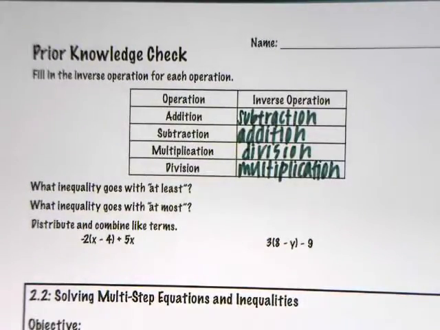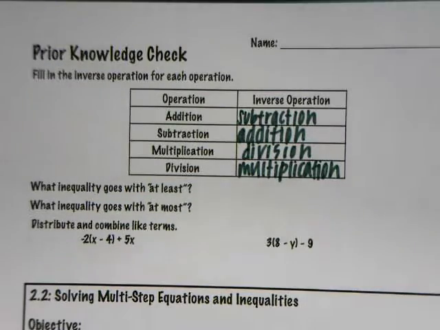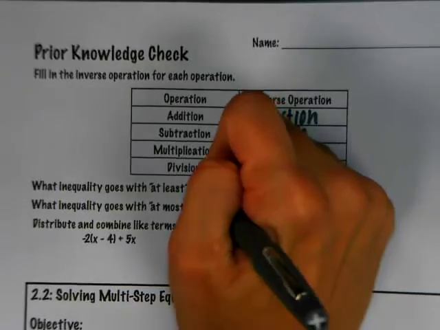All right, and then we have some words, and we're trying to figure out what inequality matches. So an inequality, remember, is the greater than, less than, greater than or equal to, like less than or equal to, okay? So if we're talking about at least, so for example, if I say I have at least $20, what am I saying? Greater than or equal to, yep. So I have $20 or more.